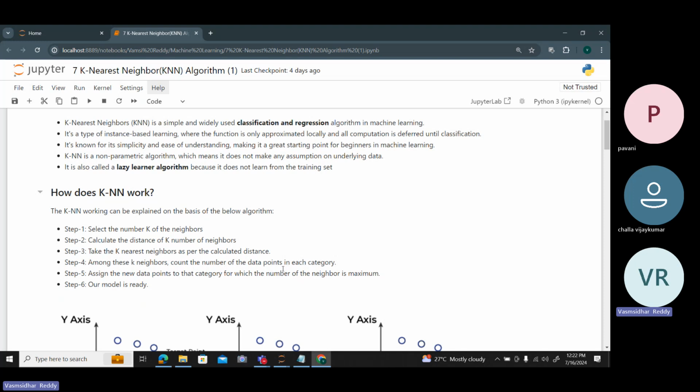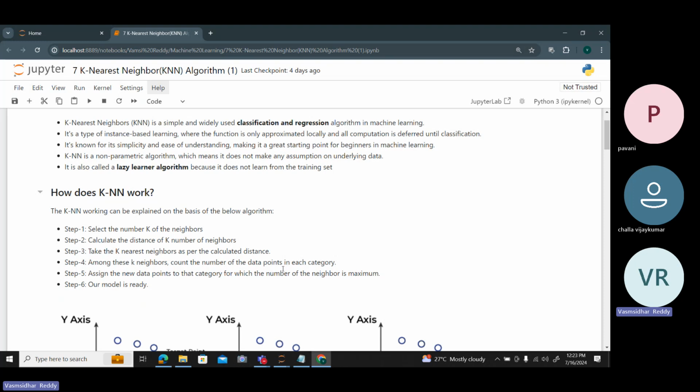Use Euclidean distance or Manhattan distance, and take the K nearest neighbors as per the calculated distance. You need to take the K nearest values after the calculation. If you get the distances right, after that, among them, count the data points in each category.